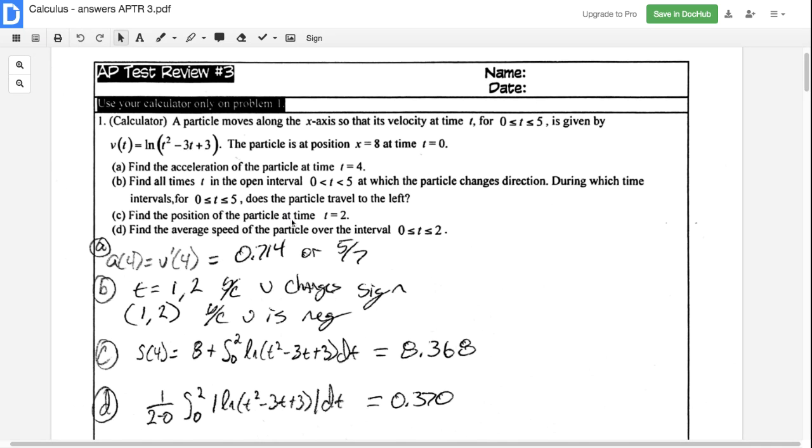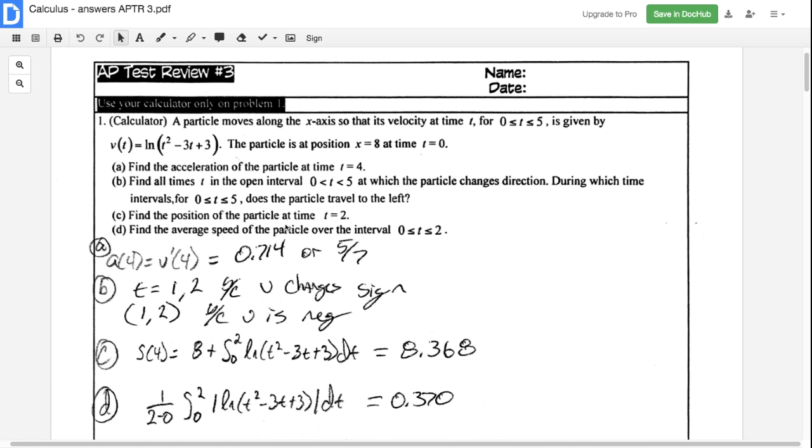Particle's position at time t equals 2. So I am starting at 8. And then I'm going to add the integral. We're going from 0 to 2, and then natural log. I punch that in my calculator, gives me 8.368.